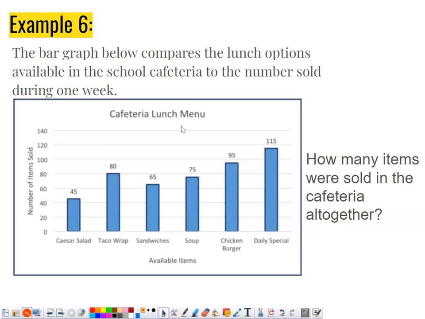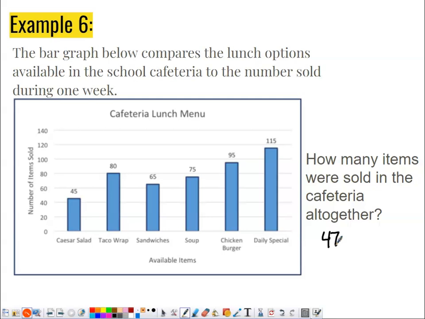Okay? Example 6. So the bar graph below compares the lunch options available in the school cafeteria to the number sold during 1 week. How many items were sold in the cafeteria all together, right? So here is a bar graph of all the available items, right? So we have Caesar salad, taco wrap, sandwiches, soup, chicken burger, and then the daily special. All we need to do here is take all your items, right? 45, 80, 65, 75, 95, 115, and add them together, right? So just use your calculator, add them together, and we see that they sold 475 items.